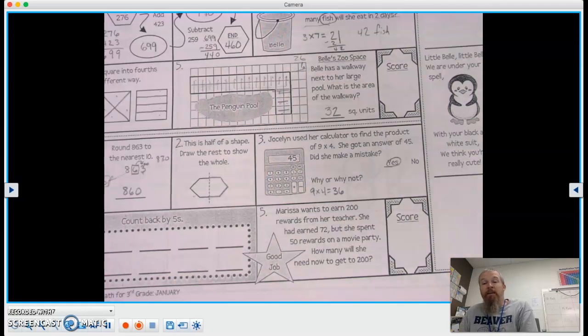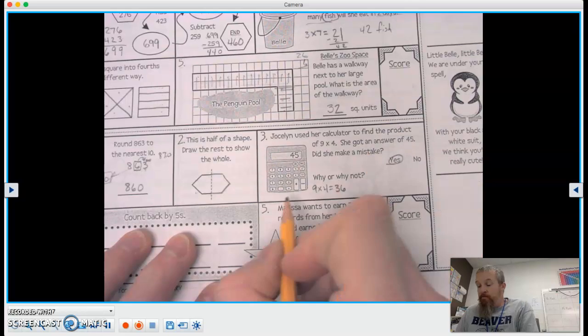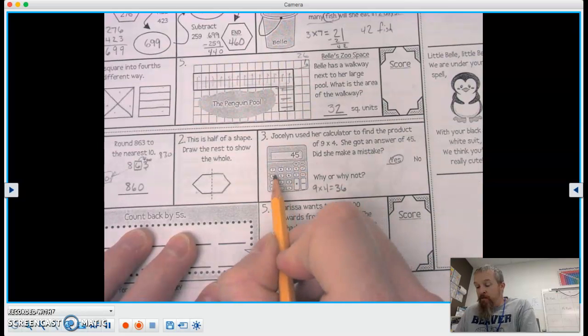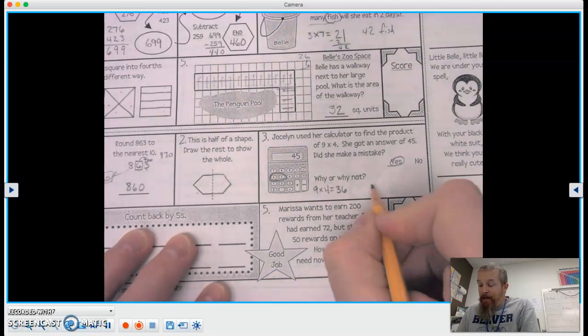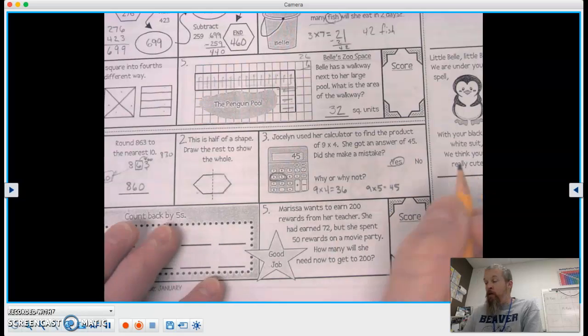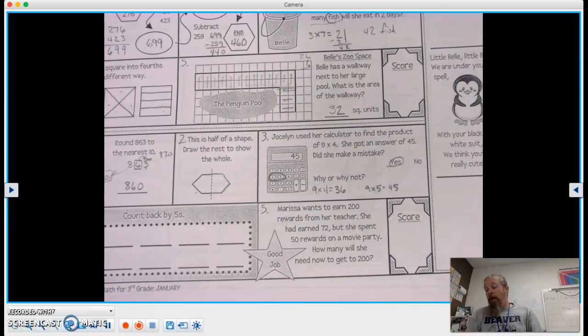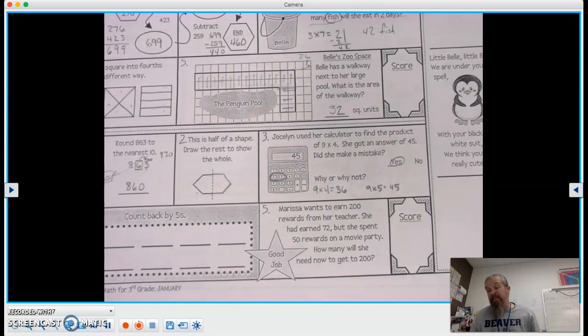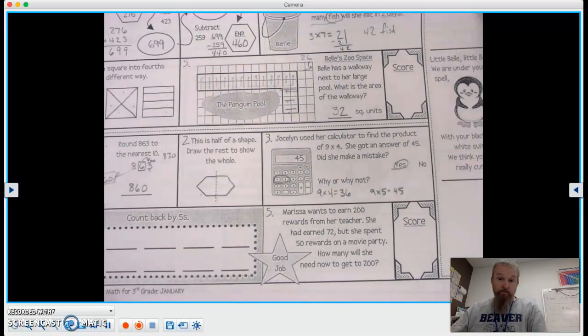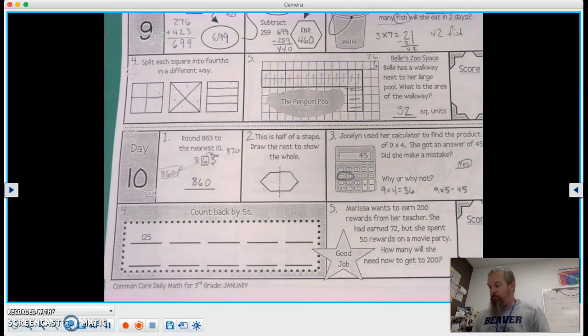What do you think she typed in on accident? Well, if you look, the 4 and the 5 are really close to one another. And 9 times 5 equals 45. Excuse me. So I'm guessing maybe she accidentally touched the 5 instead of the 4. Very, very well could have happened like that, right?